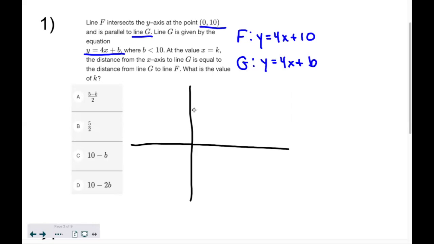So what we want to do is graph those and see what they look like. So real quick, 4x plus 10 would just have a y-intercept of 10 and a positive slope. Again, I don't really care too much what it looks like, just so we can get a bit of a visual. And then 4x plus b, where b is less than 10. So let's just say that's here. And we know that it's parallel.